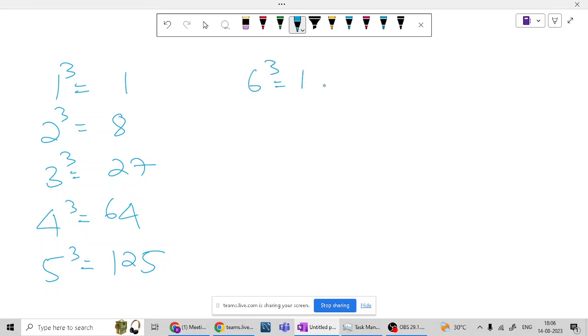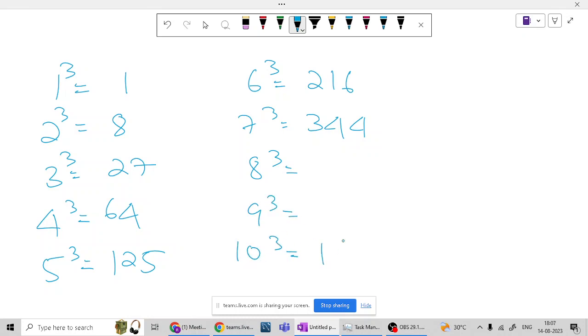Okay, 6 cube. I'll give you all the answers, students. Just go memorize these values. 6 cube is 6 into 6 into 6, which is 216. 7 cube is 343. 8 cube, 9 cube. What about 10 cube? How many zeros are present here? Is it 1000? Yes, 10 cube is 1000.